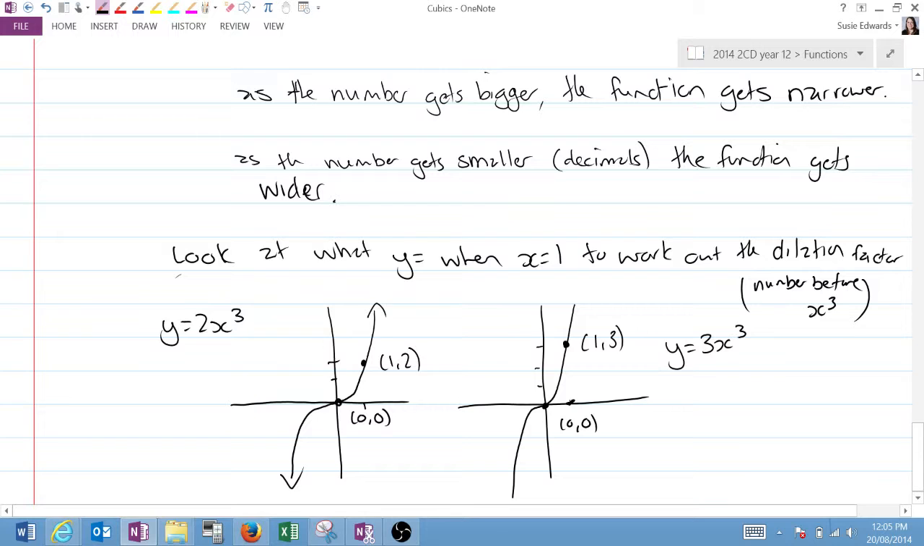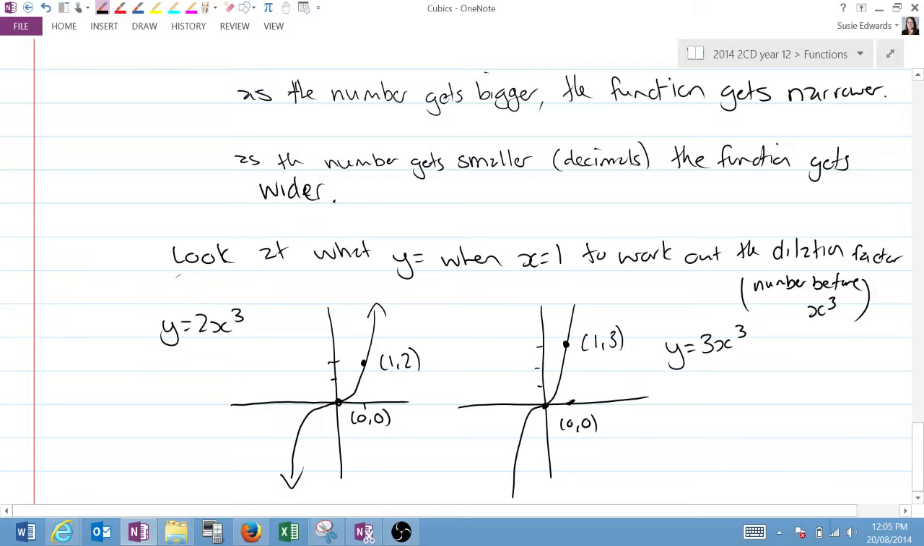Is everyone okay with these rules? It's really important you understand them because these same rules, I've said they apply to quadratics, they apply to cubics. We're going to look at them again for exponential functions and again for reciprocal functions. They're the same rules every time, so you need to memorise them.